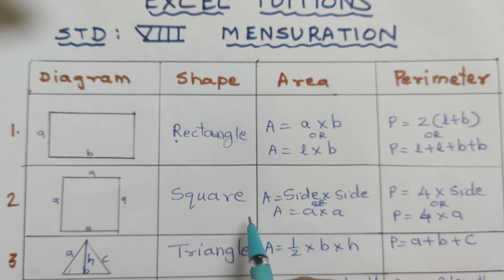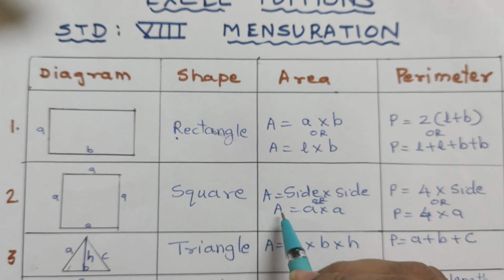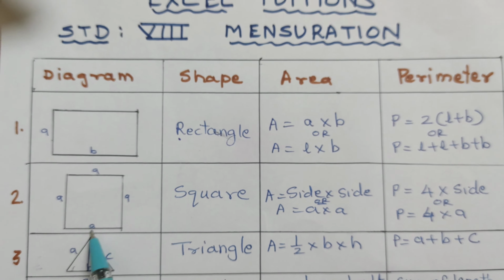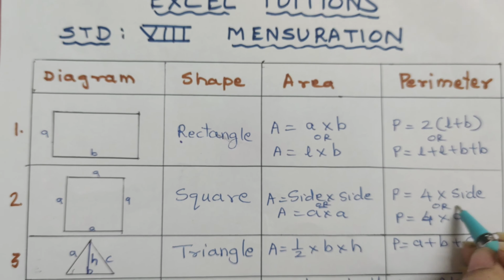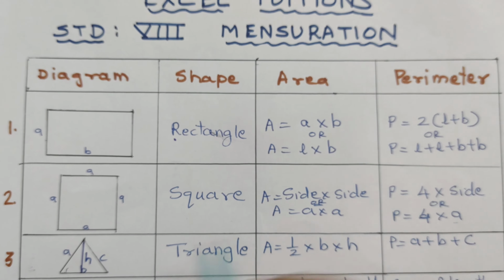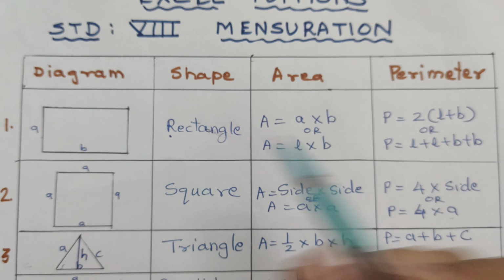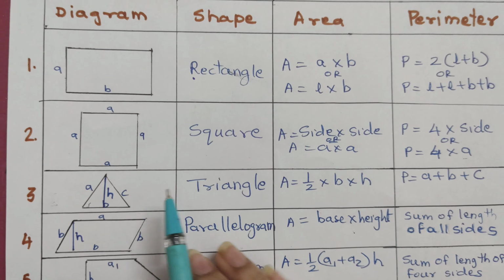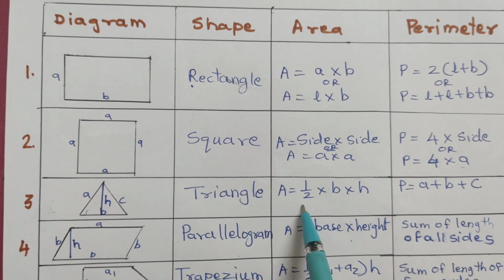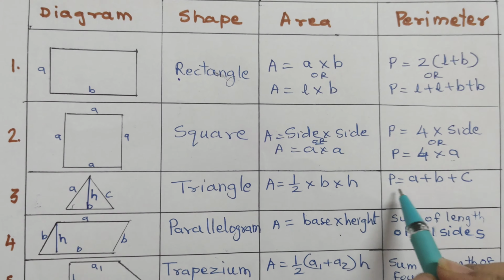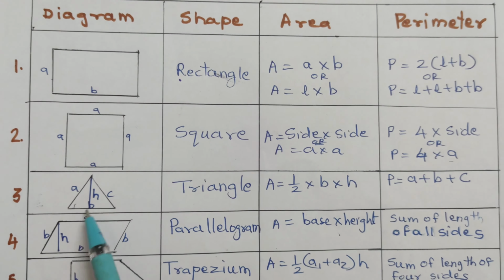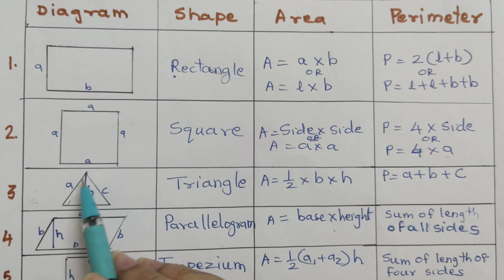Second, square. A is equal to side into side, or A is equal to A into A. Perimeter P is equal to 4 into side, where side is A. So 4 into A. Area of triangle is equal to half into base into height, and perimeter is equal to A plus B plus C.